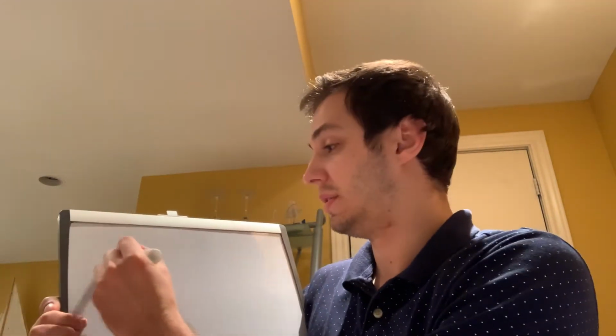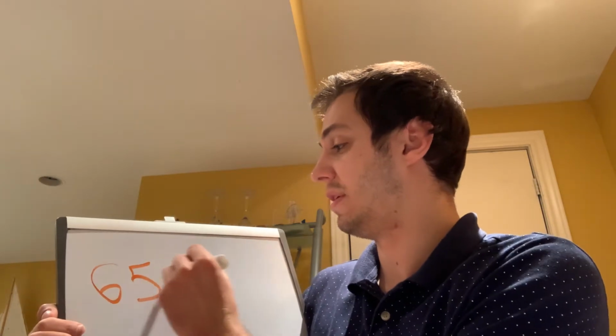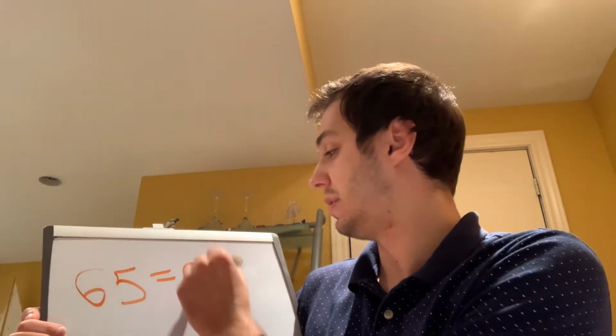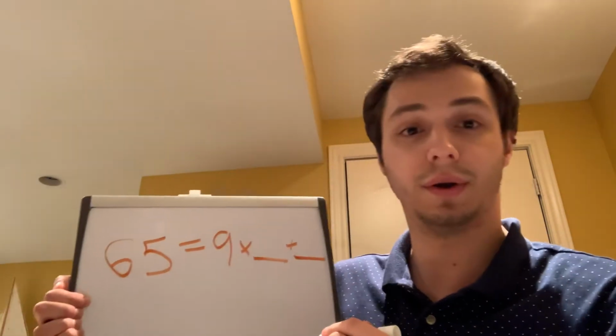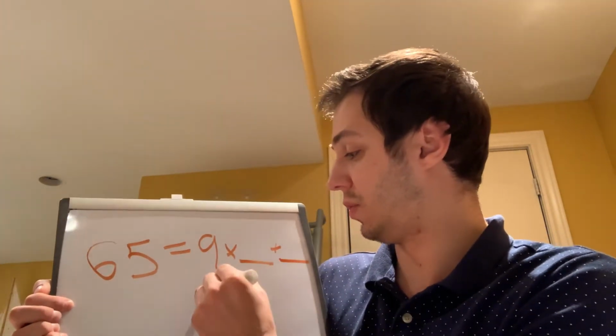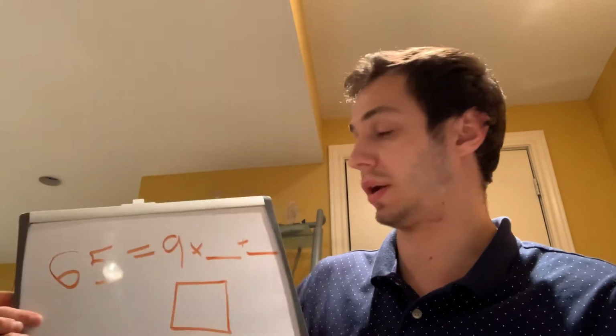So now let's also look at part B. We'll do one more example, and then I want you guys to try the rest on your own. In part B, we have the equation 65 equals 9 multiplied by a number plus a number. And then underneath our multiplication sign, we'll put our box.